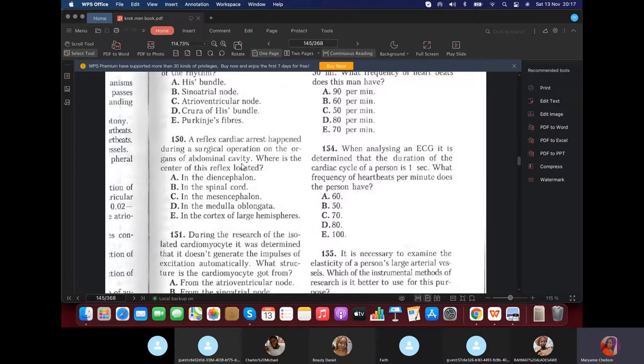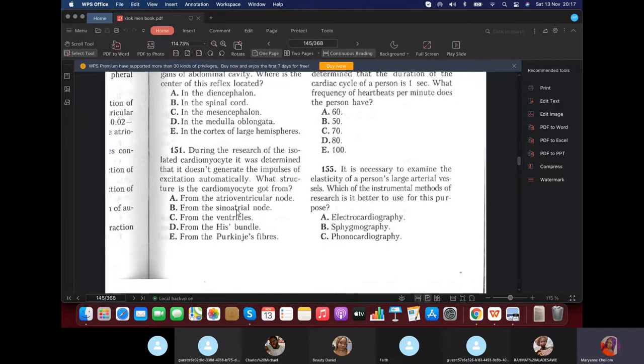They then ask you, where is the center of this reflex located? Of course, medulla oblongata, because I told you that cranial nerve 9 to cranial nerve 12 is located where the origin is, the medulla oblongata.